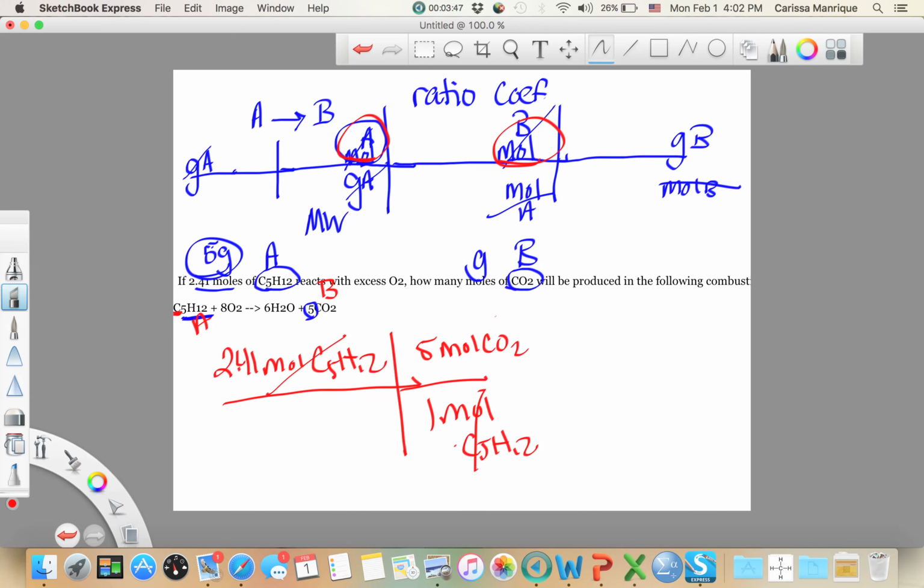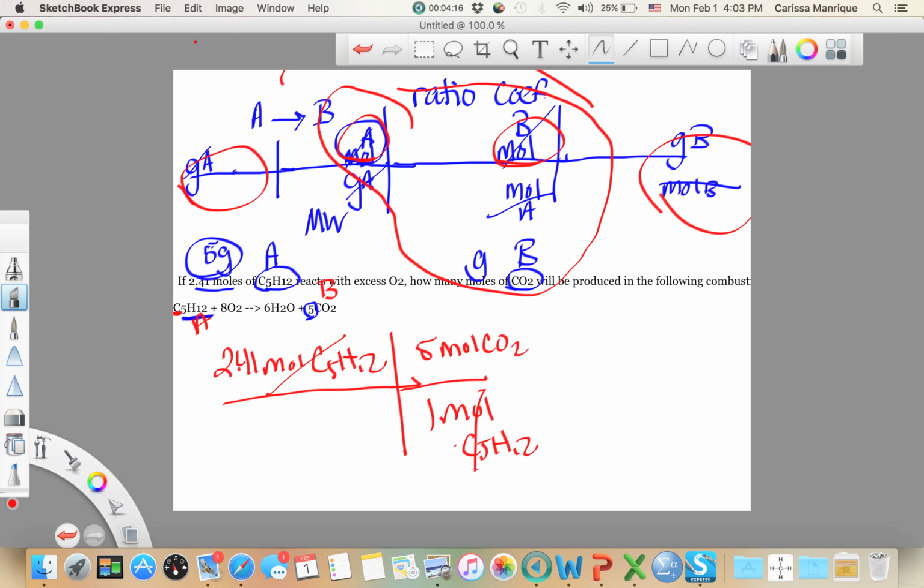Now, if I started with grams, I would have gone from here and ended up all the way over here. But this one, you're just going from moles to moles, so it's just one step. Anytime you go from moles to moles, all you're doing is basically this part right here. I hope that helps get you started. Let me know if you need any more help.